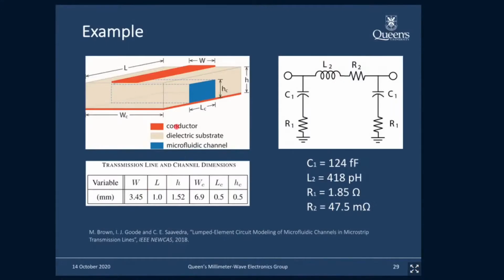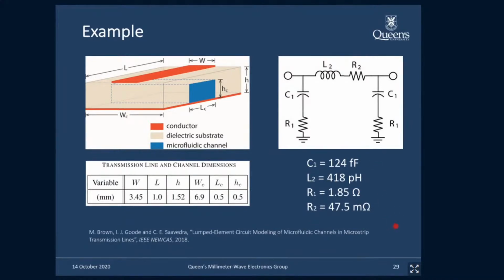Here on this page, an actual channel of given dimensions is shown. This particular channel has a length of 1 millimeter. It's filled with fluid. The height of the substrate is 1.52 millimeter. Well, take that back. The length of the channel is 0.5 millimeter. The length of the transmission line is 1 millimeter, and so on. So when you go through this process of finding the ABCD matrix, getting the S parameters, and then getting the values, these are some example values that you get.